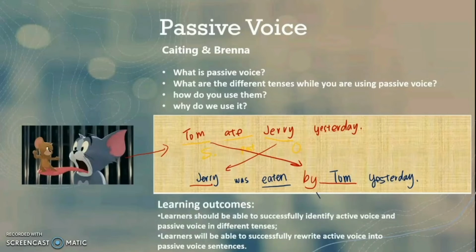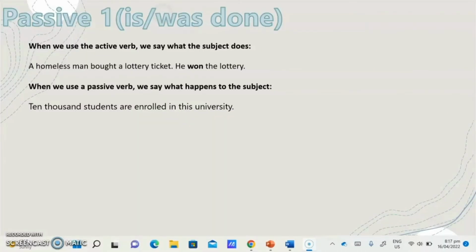Here are the learning outcomes. Let's move on to the passive voice sentence in present simple and past simple tense. Firstly, look at the difference between using an active verb and a passive verb in the sentence. In the first sentence, a homeless man and he are the subject. Bought and won are the active verbs. A lottery ticket and the lottery are the objects of the sentence.